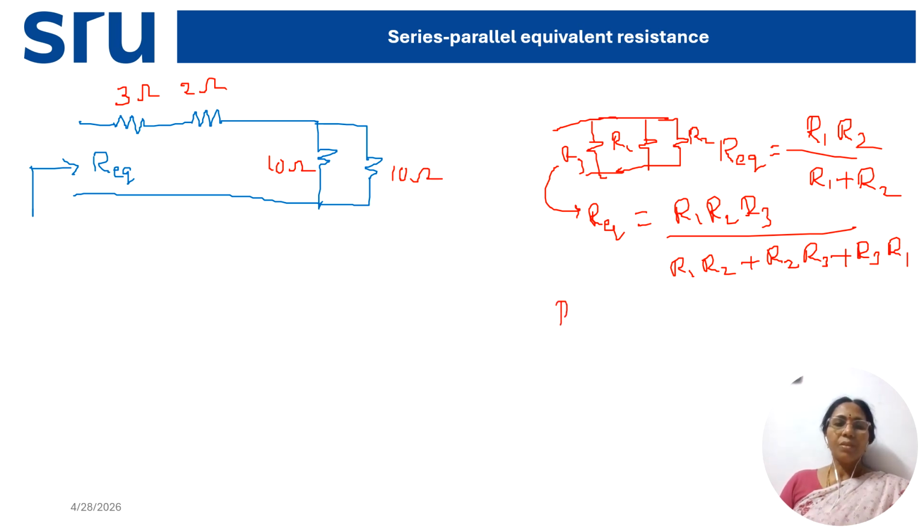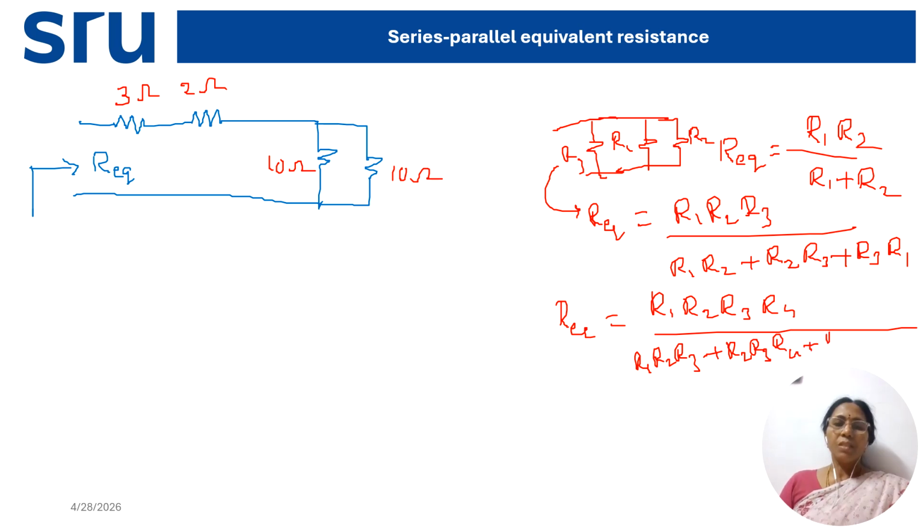If 4, how to write R equivalent? R1 R2 R3 R4 divided by R1 R2 R3 plus R2 R3 R4 plus R3 R4 R1 plus R4 R1 R2. So, like this you have to proceed. If n number of resistors are connected in parallel, you have to remember this equation. Instead of taking 1 by R equivalent, you can take R equivalent like this. You can remember the equation.